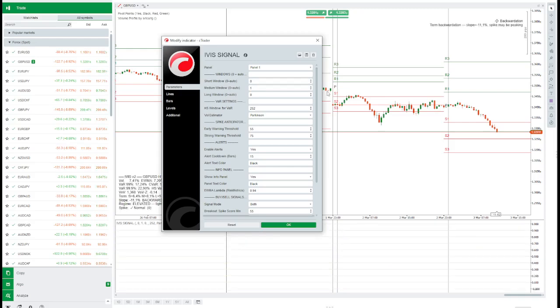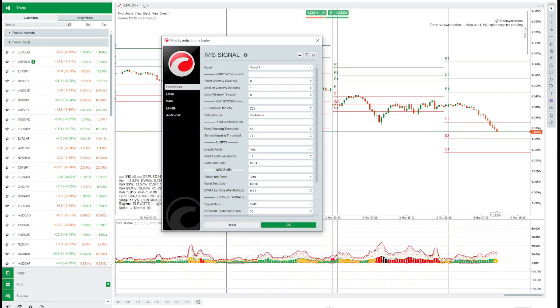You can select one here and you will have the medium window alert message, which says the term structure volatility curve slope is in backwardation. The indicator measures in real time the term structure curve of the volatility. It tells you the slope, what the percentage of the slope is, which is minus something, and it tells you the spike may be peaking.